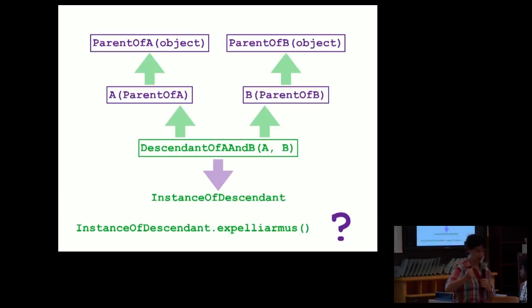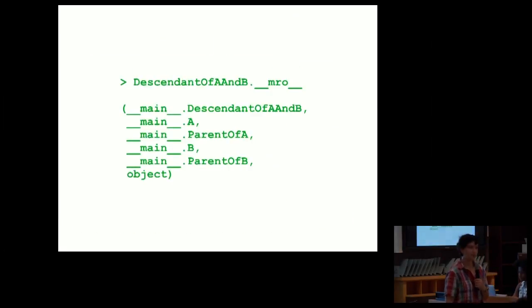So in this case, you would look at the leftmost parent of the class, and then that parent's leftmost parent, et cetera, until you hit object, and then you go back. And so for this, the MRO of descendant of A and B looks like that. First you go to the class itself, right? Because the method might be there. And then A, and then parent of A, and then B, and then parent of B, and then object, finally.